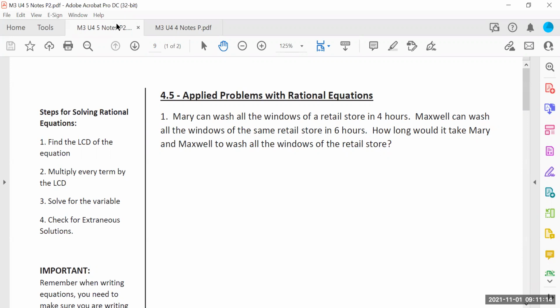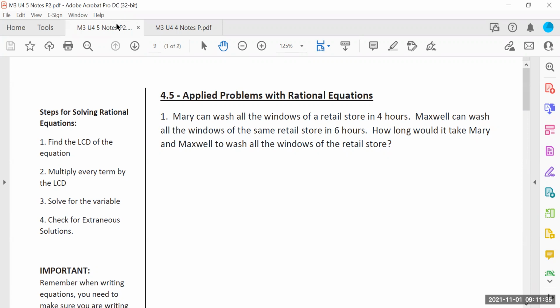So our guess is that it's going to be somewhere between maybe a little bit more than half of Mary's time, and a little bit more than half of Maxwell's time, somewhere in between there. So right now, without doing any work, my guess is my answer is going to be somewhere between 2 and 3 hours. Does that make sense? Is that a reasonable answer?